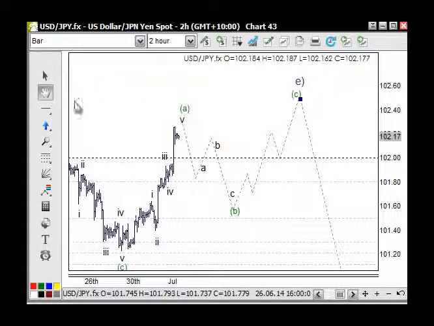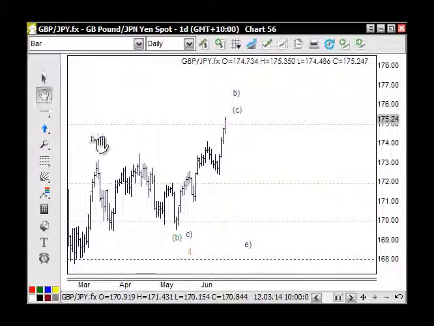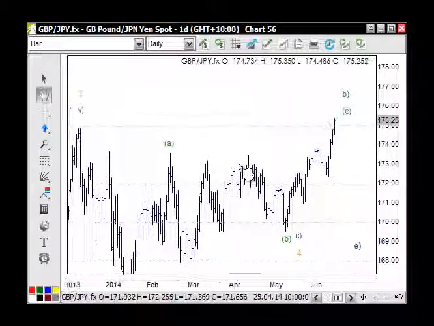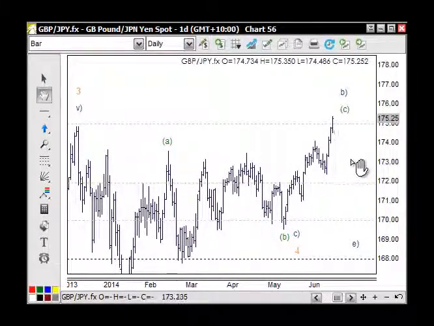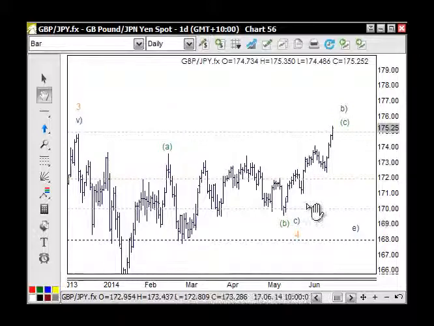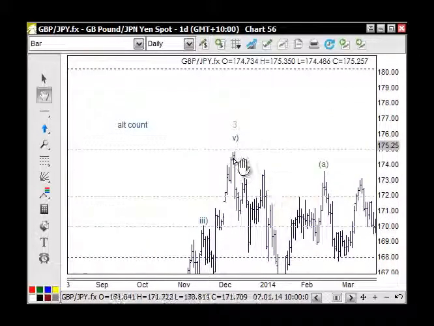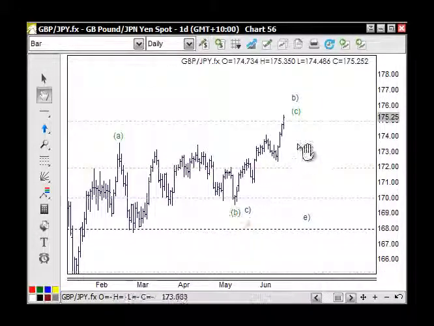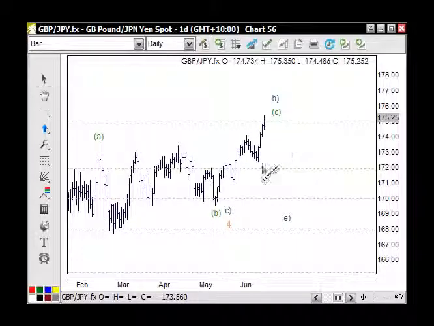So the pound yen, we were also looking and trading this long. We had some long trades in here, but the main point is that, first of all, old high here, and this old high here, we've been tracking this 5 waves here, 1, 2, 3, 4, 5 here. So either way, we're going to get some type of correction across here.